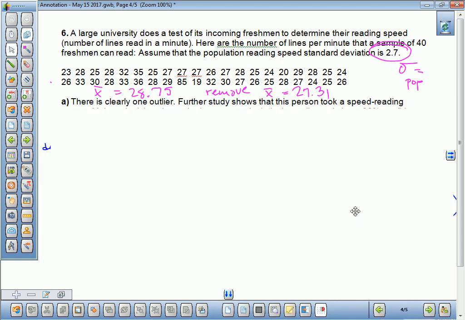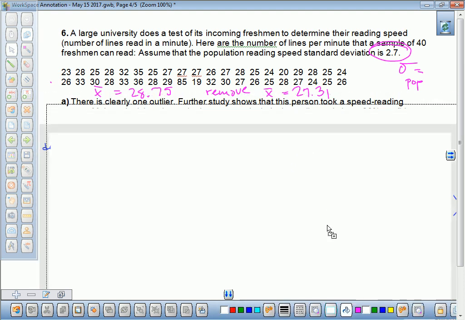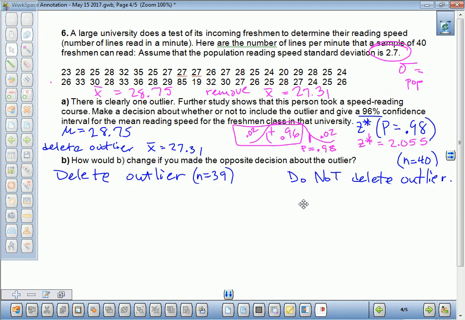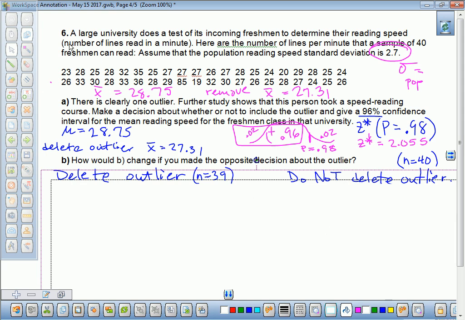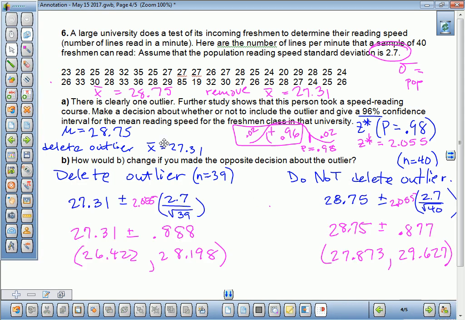Alright, so we have two means. With all the data, we have 28.75, and when you remove the outlier, you get 27.31. Do we have to remove it? So I have them both worked out here, and let's take a look now.